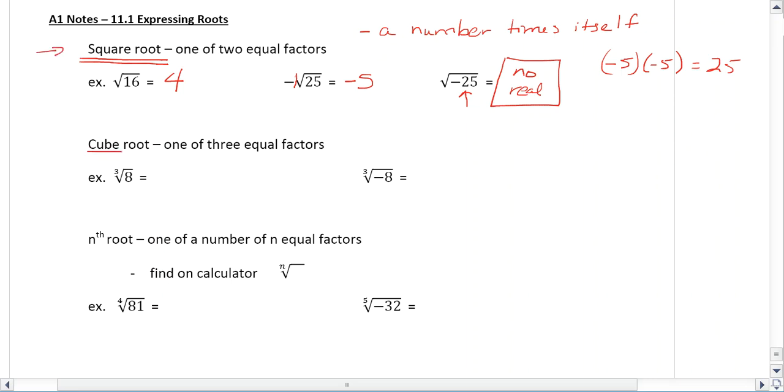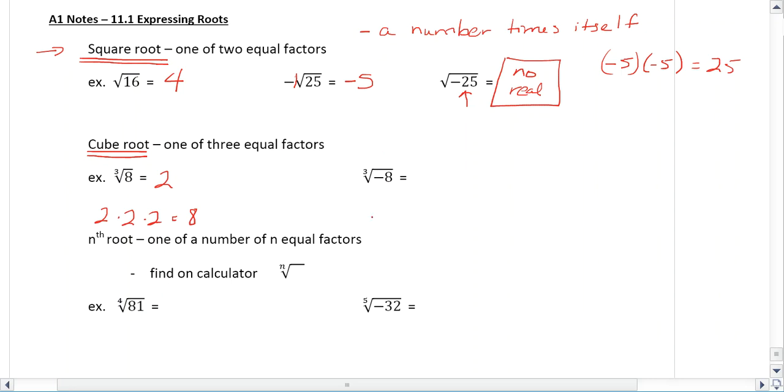Cube roots, on the other hand, are not so easily recognized. They're just not as commonly worked with. But a cube root is a number that you multiply itself 3 times. So the cube root of 8, again, we don't recognize this, but it really is 2, because 2 times 2 times 2 is 8.